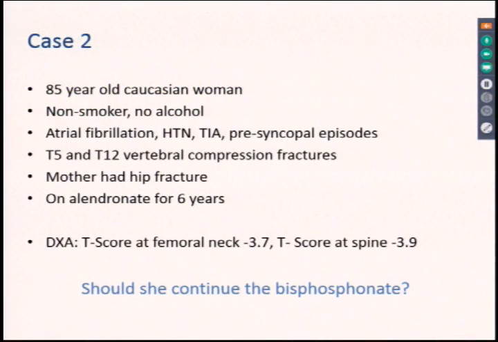Here's the second case. An 85-year-old Caucasian woman, non-smoker, no alcohol, has history of atrial fibrillation, hypertension, TIAs, gets pre-syncopal episodes, has a tendency to fall, has already had 2 fractures, one in T5 and one in T12. Her mother had a hip fracture, so pretty high risk for fractures and osteoporosis. She's been on Alendronate for 6 years. Her current DEXA scan shows a T-score at the femoral neck of -3.7 and a T-score at the spine of -3.9. So the question this time is, should we give her a drug holiday? She's been on Alendronate for 6 years.